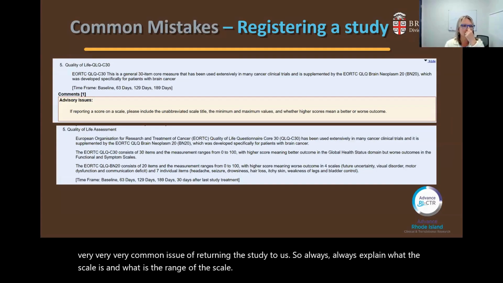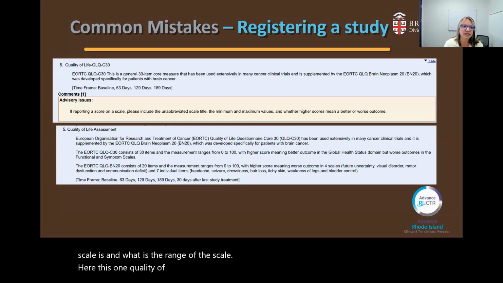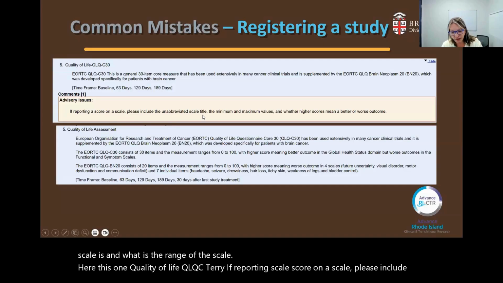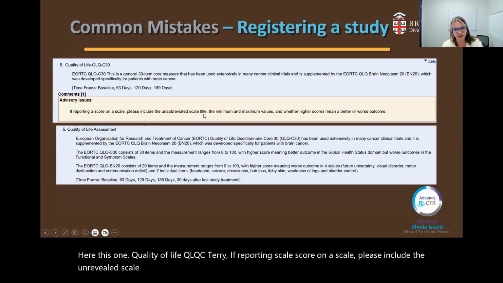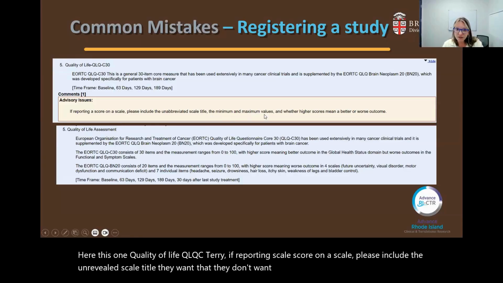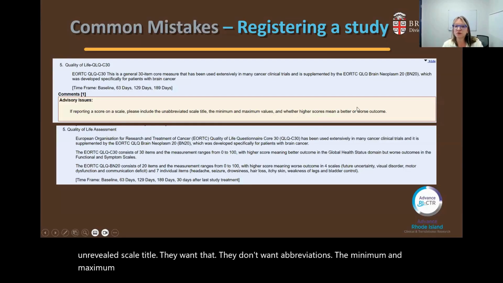Here is this one, quality of life, QLQ-C30. If reporting a score on a scale, please include the unabbreviated scale title. They want that, they don't want abbreviations. The minimum and maximum values and whether higher scores mean better or worse.